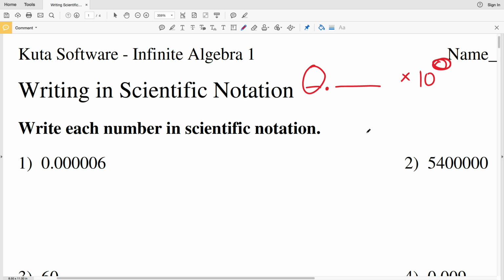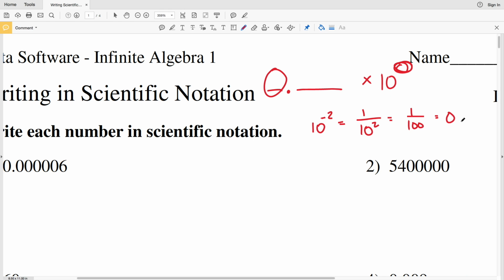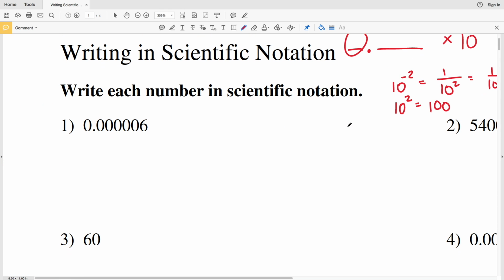Now, think about if your exponent is negative. Let's look at 10 to the negative 2. We can write that as 1 over 10 squared, which is 1 over 100, which in turn would be 0.01. So we can see that a negative exponent will be associated with a smaller valued number, whereas a positive exponent, let's say 10 squared, is going to be equal to 100. So positive exponents are going to be associated with the larger numbers, and negative exponents will be associated with the smaller decimals. So let's take a look at number 1.